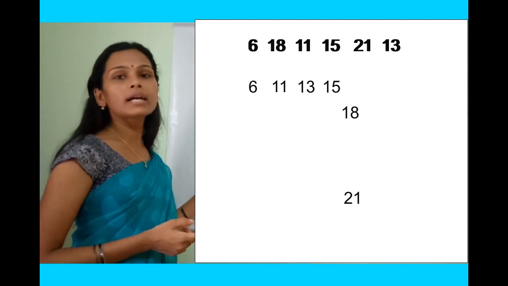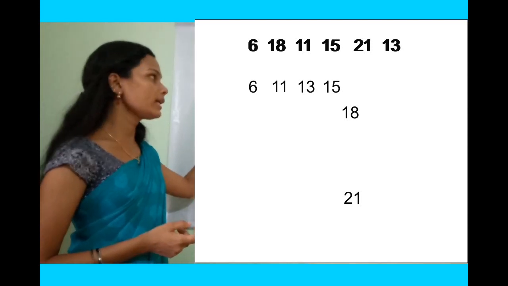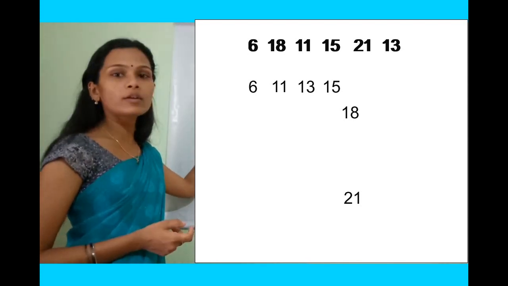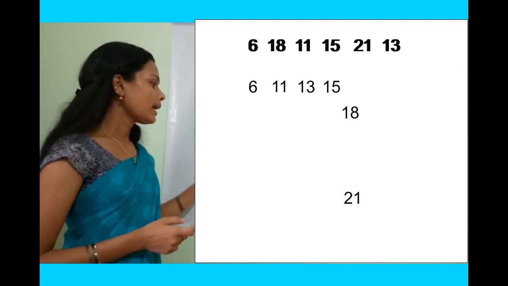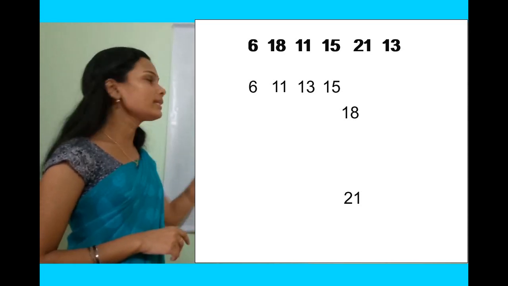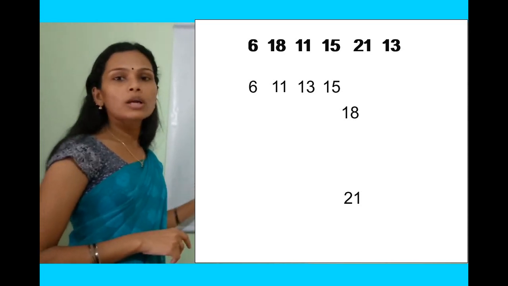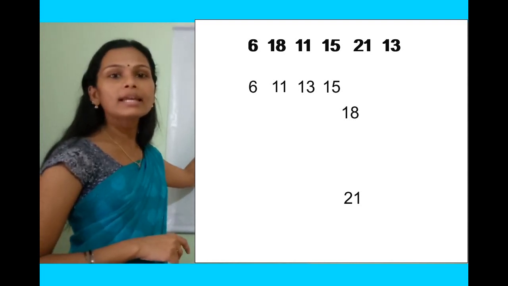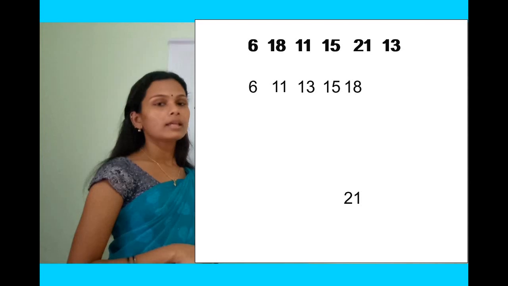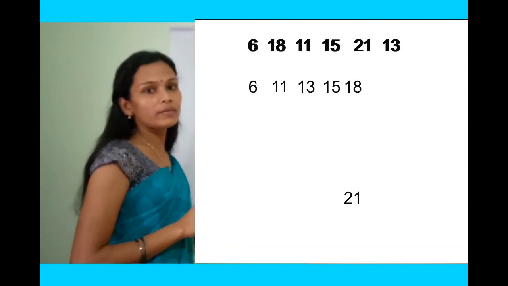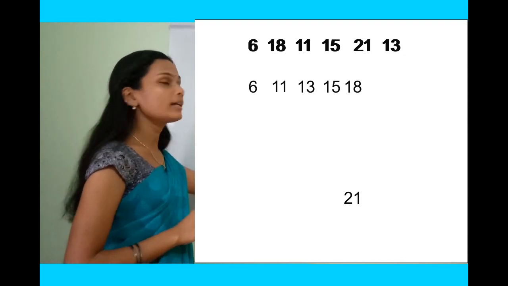Two more numbers are here to arrange. 18 and 21. The first digit of 18 is 1 and the first digit of 21 is 2. So it is clear that 18 is smaller than 21. So after 15, we have to write 18. Now we are left with only one number and it is 21. So it is a bigger number and we have to write it after 18.